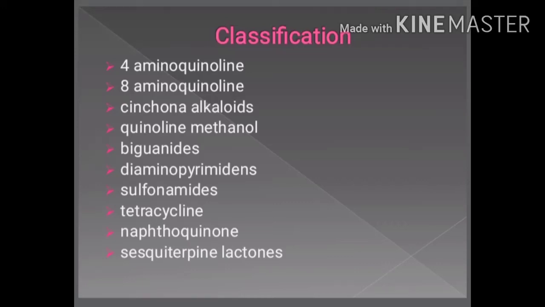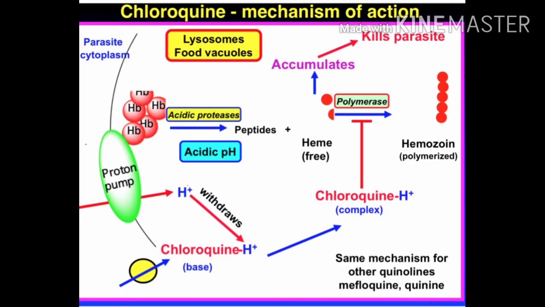This is the second part of the video on anti-malarial drugs. In this video, I'm going to explain the classifications of anti-malarial drugs and some of their modes of action. You can see in this slide the classifications of anti-malarial drugs are your 4-aminoquinolines, 8-aminoquinoline, cinchona alkaloids, quinoline methanols, biquinolines, diaminopyrimidines, sulfonamide, tetracycline, atovaquone, sesquiterpene lactones. I'm going to explain the modes of action of some of these.